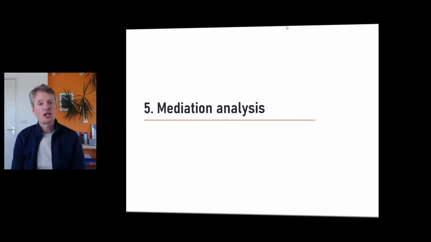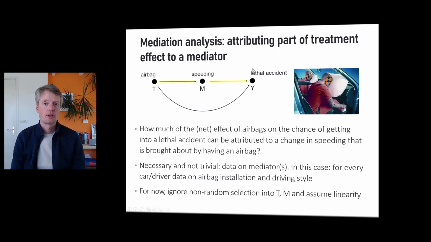A fifth way of saying something about what is between the treatment and the outcome is to actually identify a specific mediator. In which case, we are actually able to say how much of the effect of the treatment on the outcome can be attributed to this specific mediator. Now, that's something we all want, right? A necessary precondition, obviously, is that we actually have data on this specific mediator.